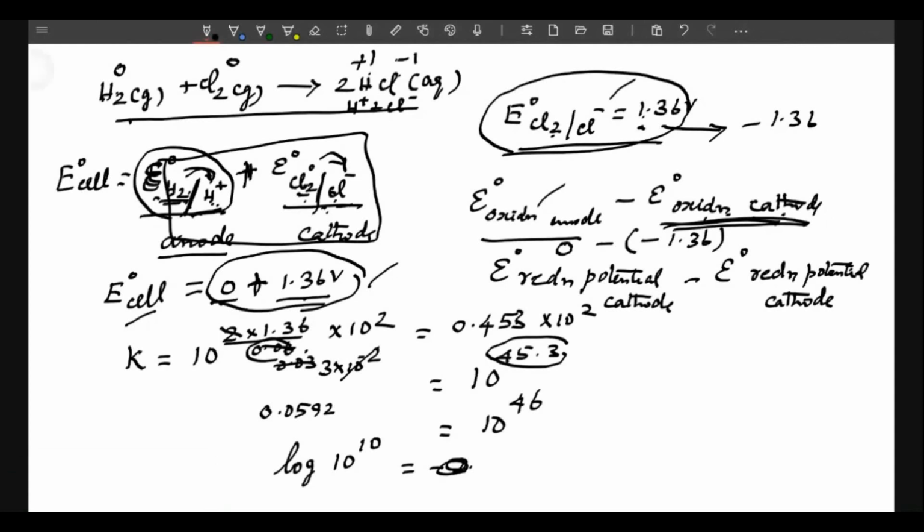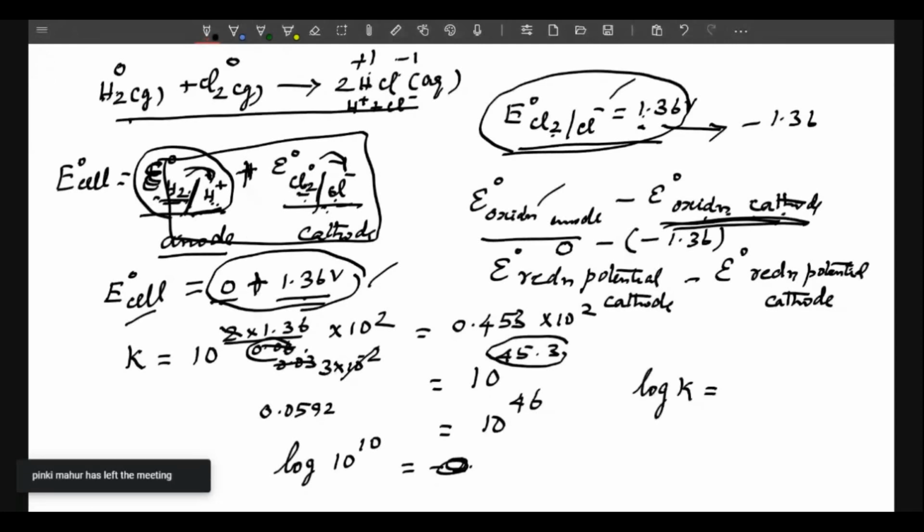What have we given? log of k is equal to... what formula did I give you? log k is equal to n E naught divided by 0.06.